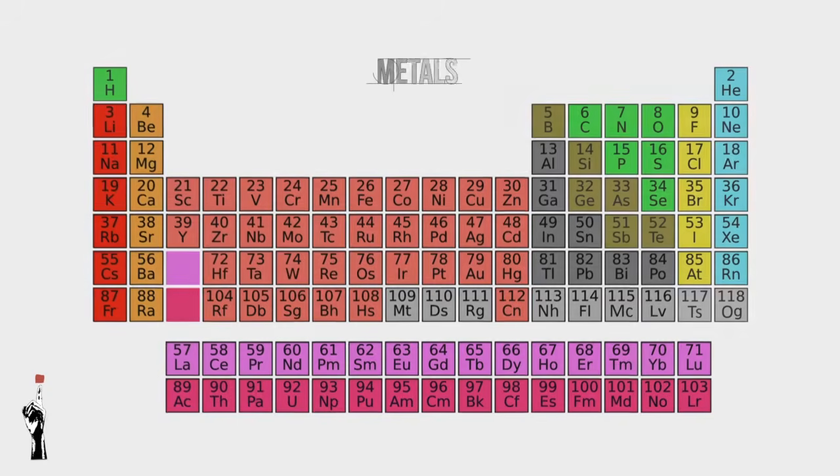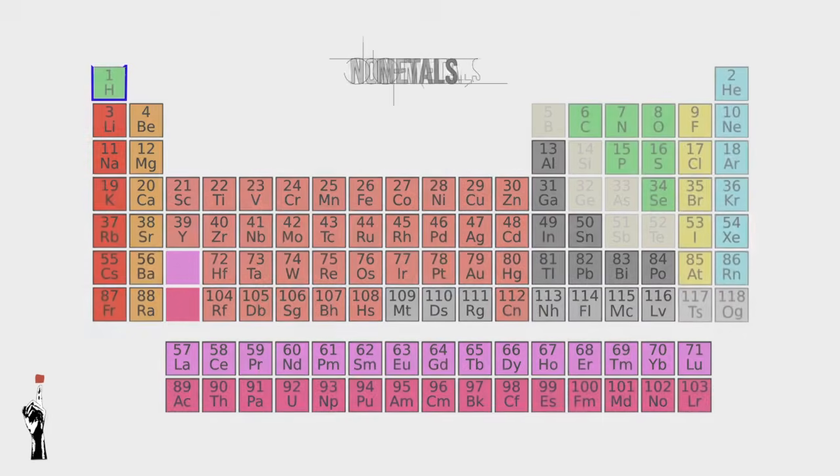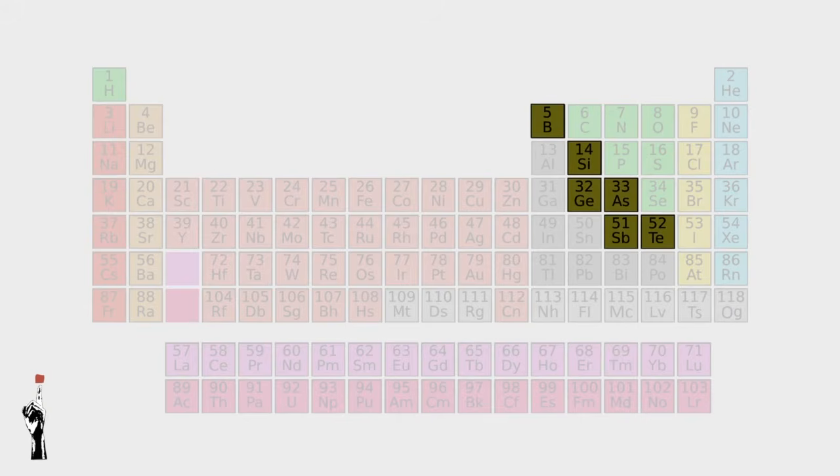The periodic table separates the metals from the non-metals. On the left-hand side of the periodic table, we find the metals. Please remember that hydrogen is not a metal. On the right-hand side, we find the non-metals. On the step that separates the metals from the non-metals, we find the semi-metals. These elements have properties of both metals and non-metals.